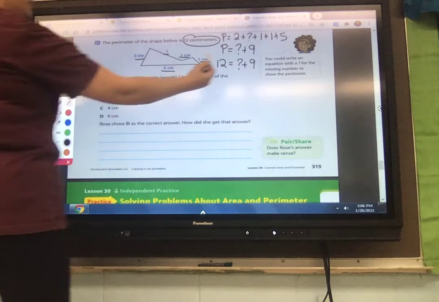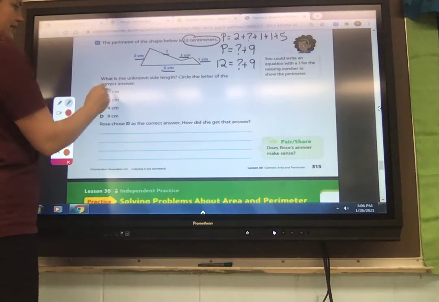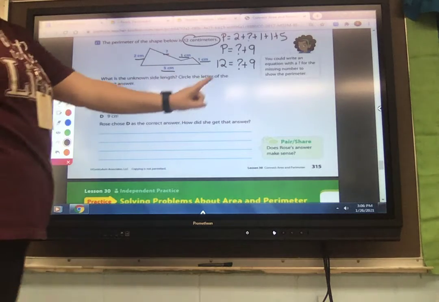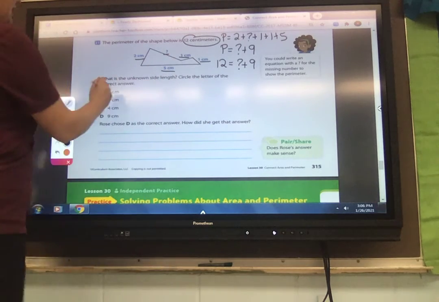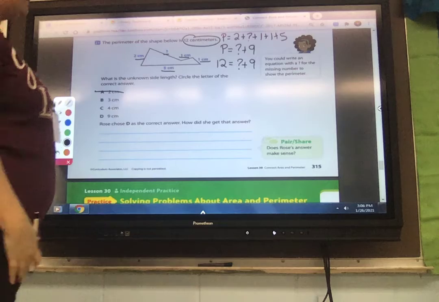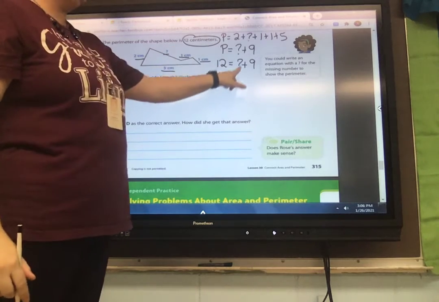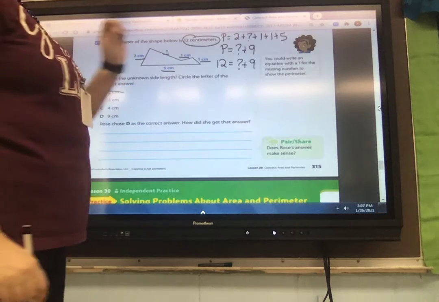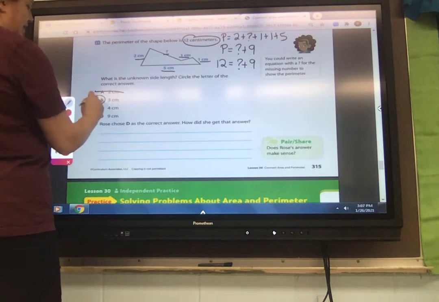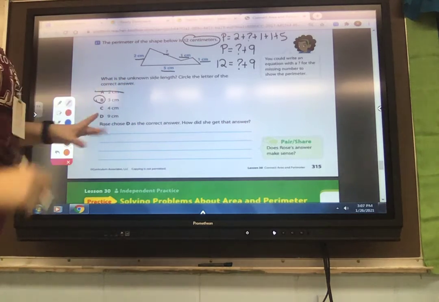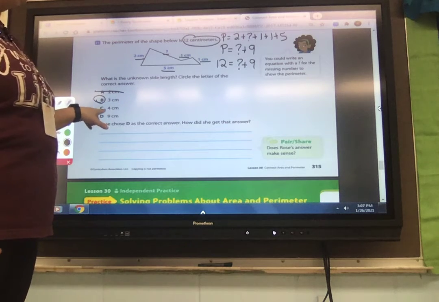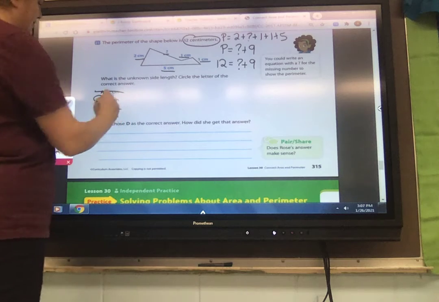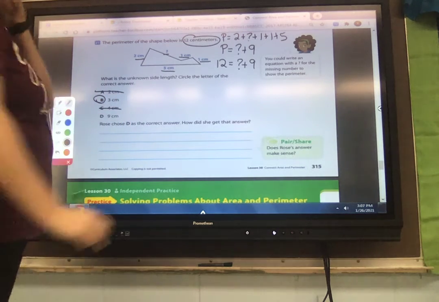Can I add 2? 9 plus A, with A is 2. It's 2 plus 9, 9, 10, 11. No, so A is eliminated. 3 is 3 plus 9, 9, 10, 11, 12. Yes. So B looks like correct, but let's go ahead and check C and D. 4 plus 9, that's 13. That's too big. 9 plus 9, that would be 18.